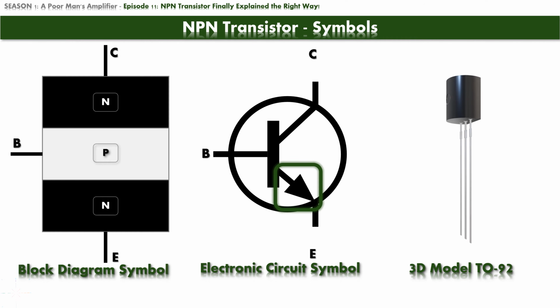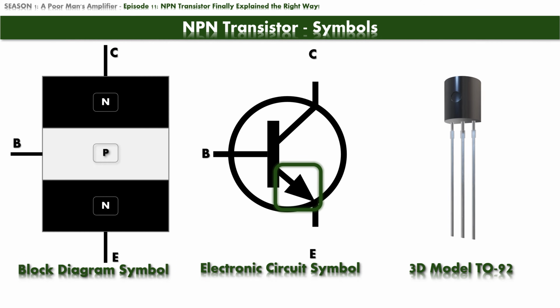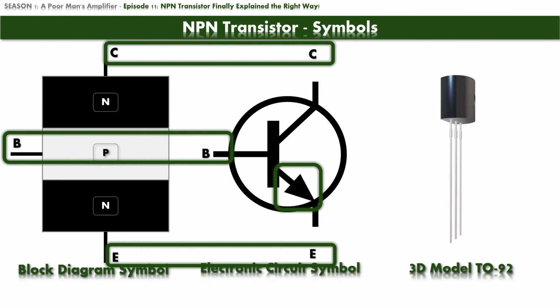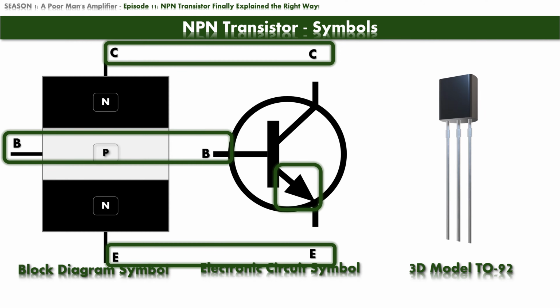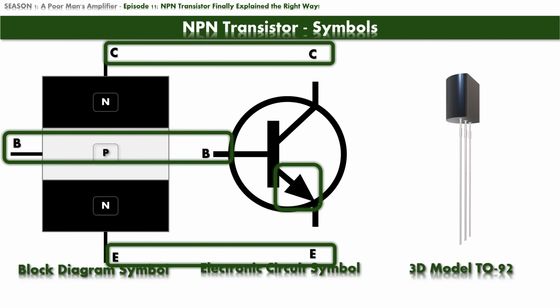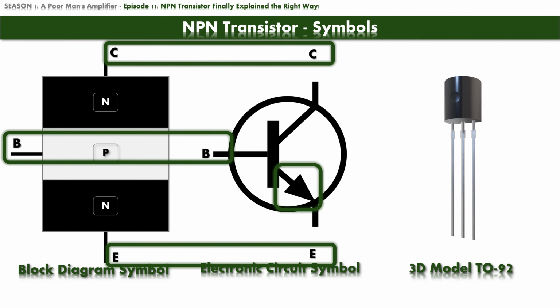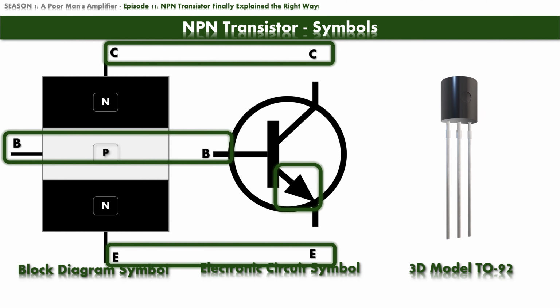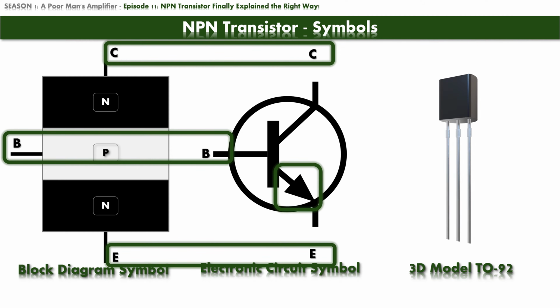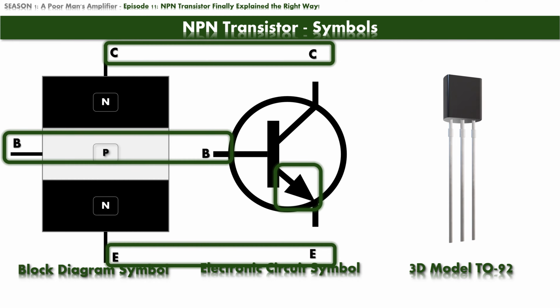For both block and electronic circuit symbols, the connecting terminals are called collector, base and emitter, and they are denoted with letters C, B, and E. Connecting terminals are used to connect the transistor with other components in the circuit. And finally, on the right-hand side we have a 3D model of the transistor. In factories, transistors are made in various form factors. This one is called TO-92. They can also come in SMD form factor, which stands for surface mounted device, or TO-120, and many others.